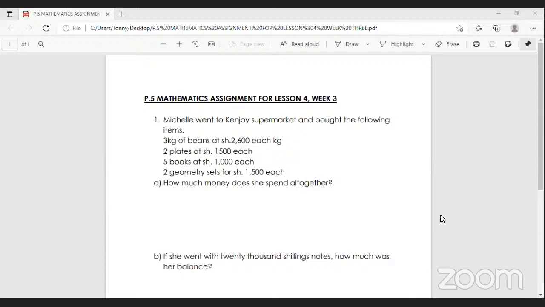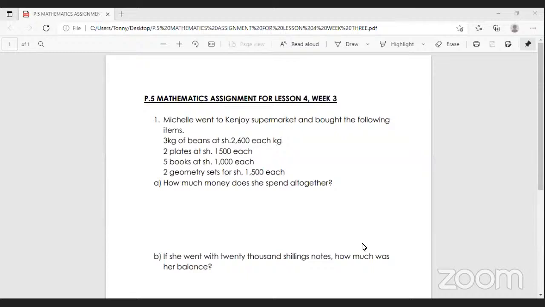You get the 2,600 shillings each kilogram. Then you first calculate the 3 kilograms. Okay, how did you calculate the amount for 3 kilograms? I put 2,600 times 3. Very good. That is the point I want. Thank you so much, Elizabeth. May God bless you. That's the point I wanted Elizabeth to answer.